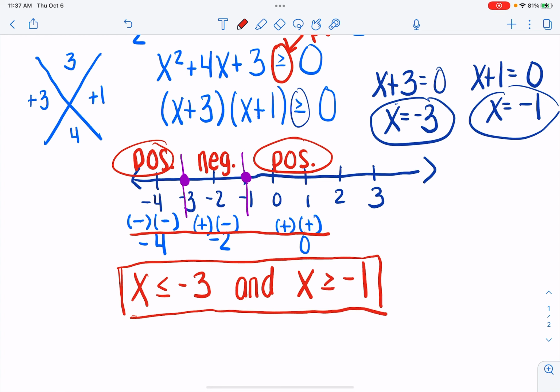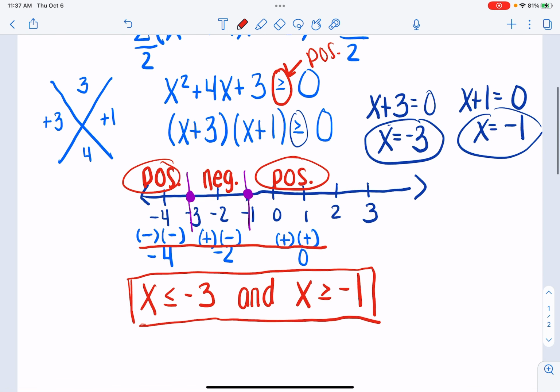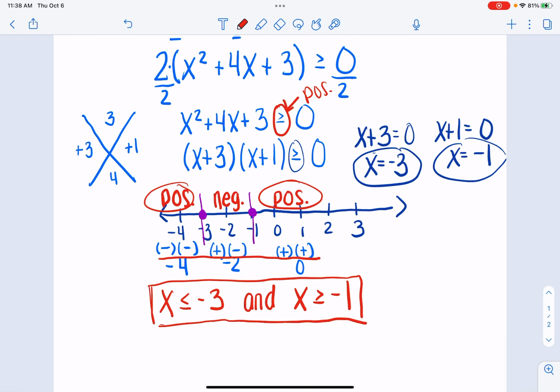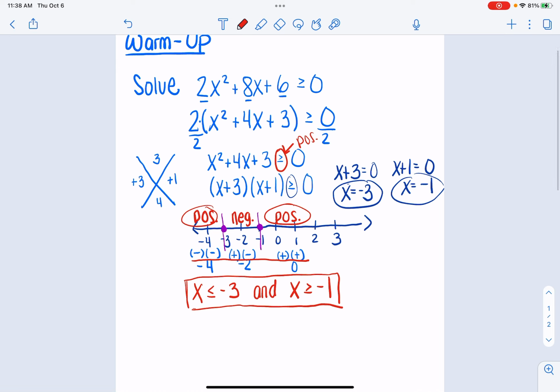So just make sure that you are checking that you got positive, negative, positive on that number line. It doesn't matter which numbers you chose, as long as you got that, you're fine, okay? So that's what we did yesterday. So here's what we're going to talk about today.